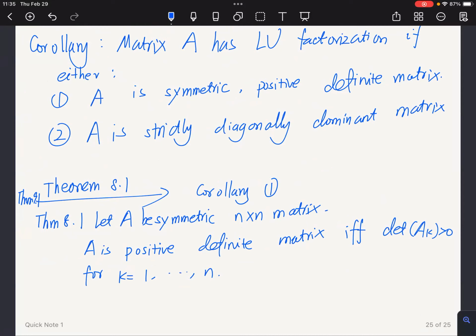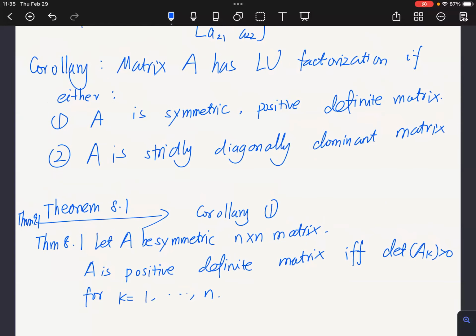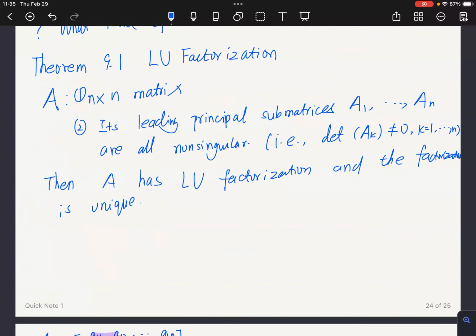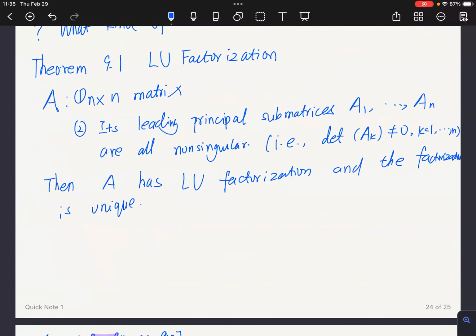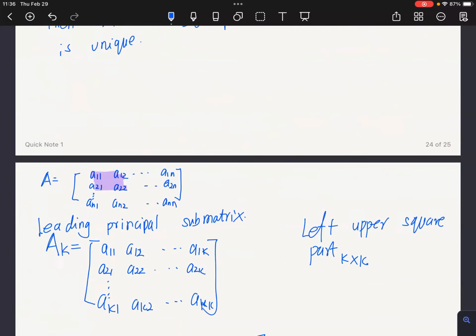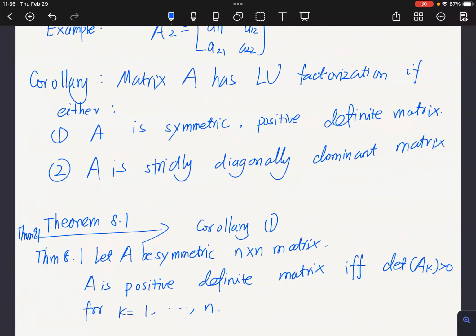If this is a symmetric matrix, then A is positive definite if and only if the determinant of each leading principal matrix is positive. And because this is positive, it satisfies criterion 2 here. Criterion 2 only requires this to be non-zero, right? But now we have the positive one, and that's even better, right? So now we have corollary 1: if A is a symmetric positive definite matrix, we have the LU factorization here.